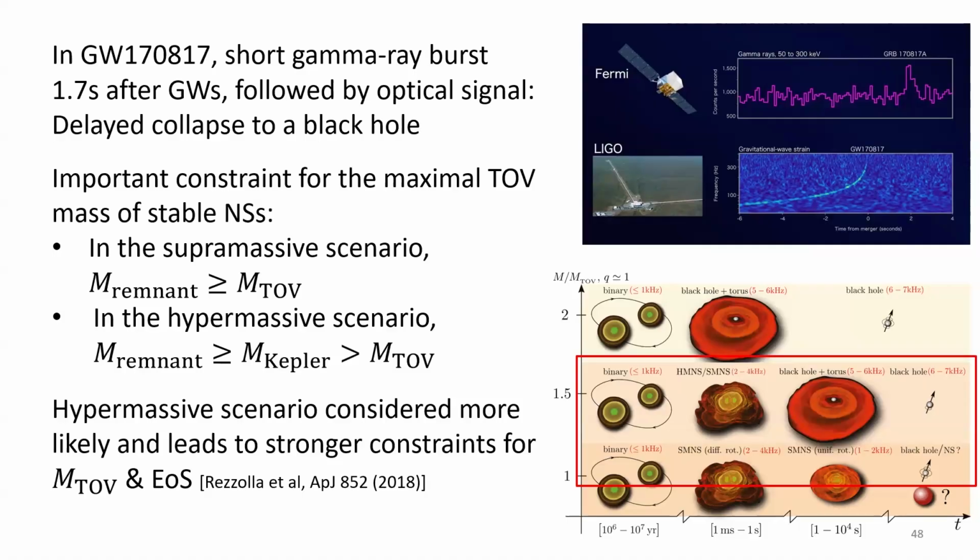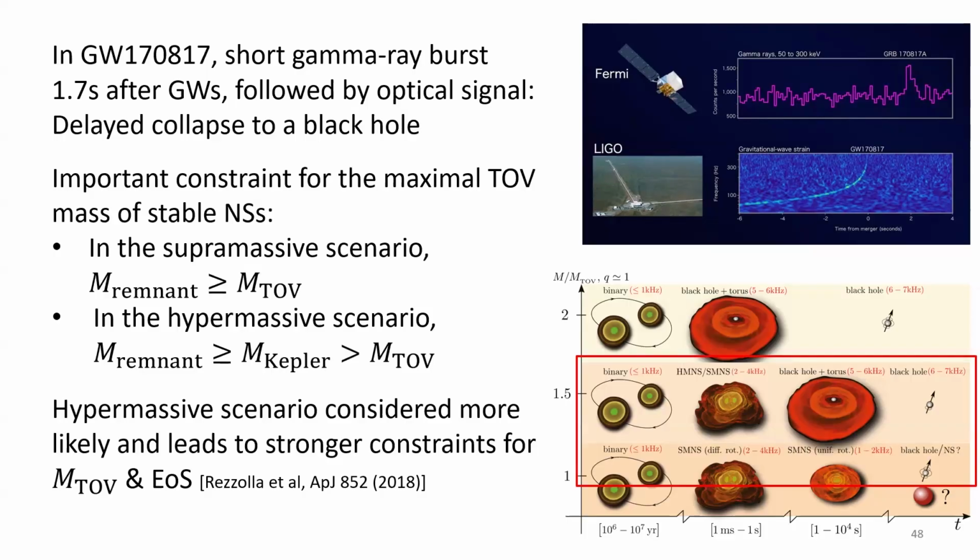And this is actually where these two inequalities come from. In the supramassive scenario, the idea is that the system at some point rotates uniformly and then collapses into a black hole. This means that the remnant has to have a mass that's larger than the TOV mass. Otherwise, there would never be a collapse.